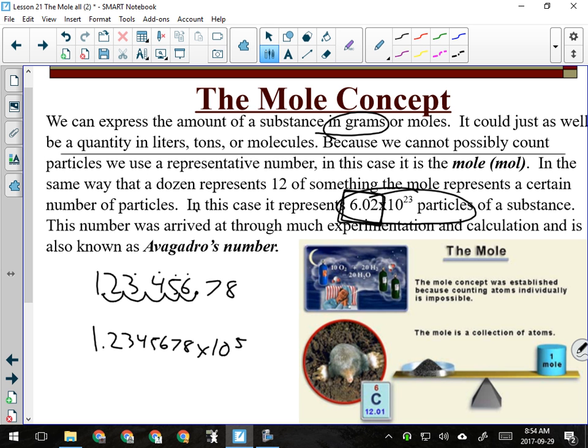Okay, the guy who did this calculation, his name was Avogadro. So this is commonly referred to as Avogadro's number. The 6.02 times 10 to the 23 is Avogadro's number. It's not a number you're going to have to memorize. It'll always be given to you. I think it's on your formula sheet. A constant, Avogadro's number, Avogadro, same thing.